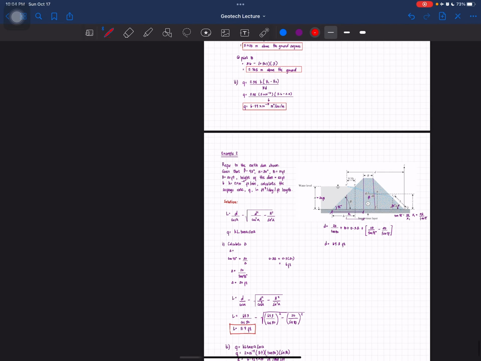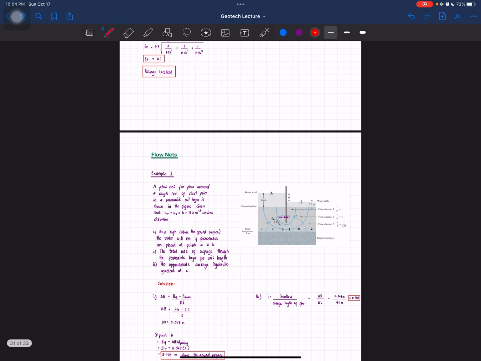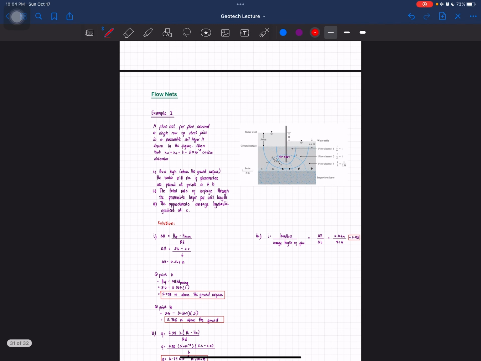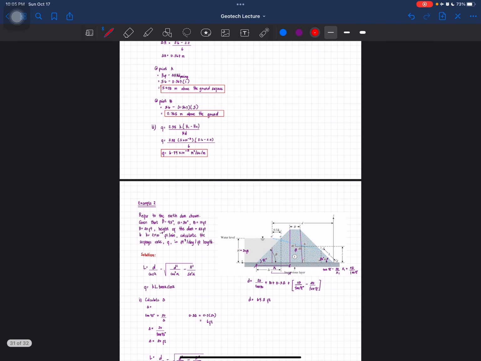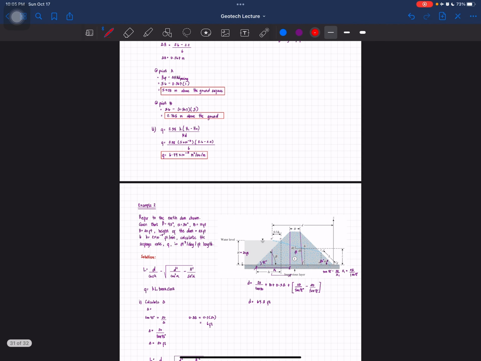Okay, so that is our lesson for seepage under flow nets. I won't discuss the other examples because they're not part of the quiz and the activity. So just check the PDF file, because the answers to the problems on the non-important formulas are there. Okay? So that's it for the seepage today.